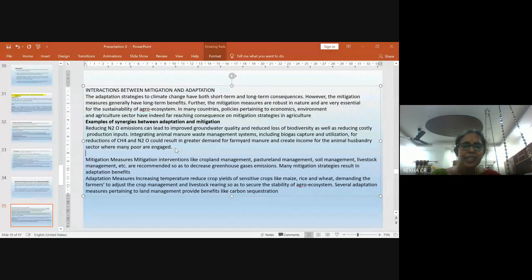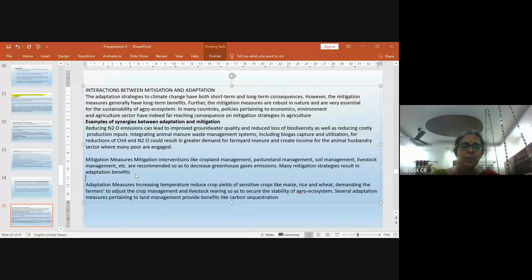So mitigation strategies result in adaptation benefits. Adaptation measures: increasing temperature reduces the crop yields of sensitive crops, demanding the farmers to adjust the crop management and livestock rearing, and secure the stability of the agroecosystem.